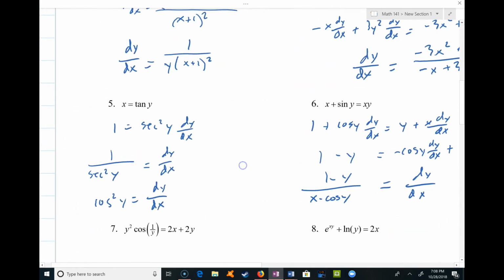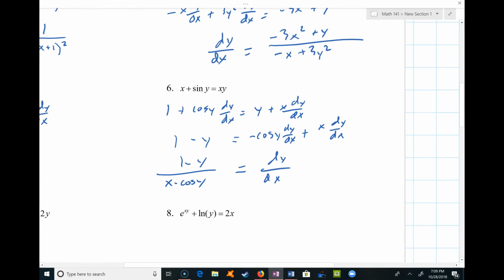Here's 5. This is a little bit tricky because the y is inside the tangent. So it's a chain rule. I take the derivative of the tangent first and get secant squared y. And then that's times the derivative of y, which of course is dy dx. Then I just divide by secant squared, and then I did a fancy little trig rule there. 1 over secant is the same thing as cosine, right?